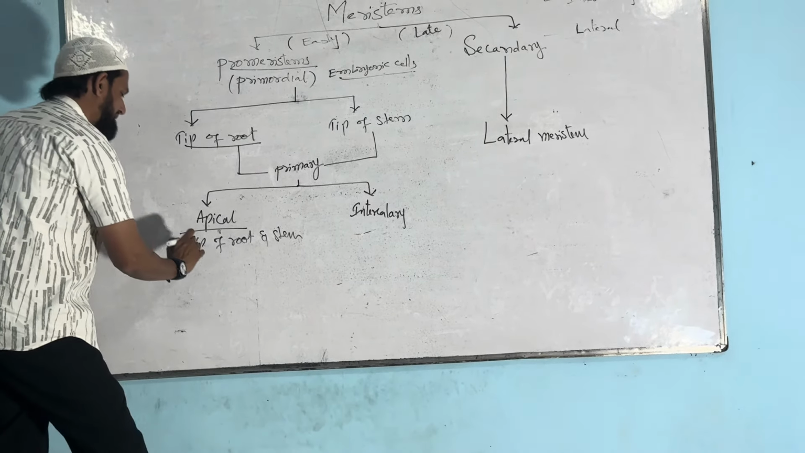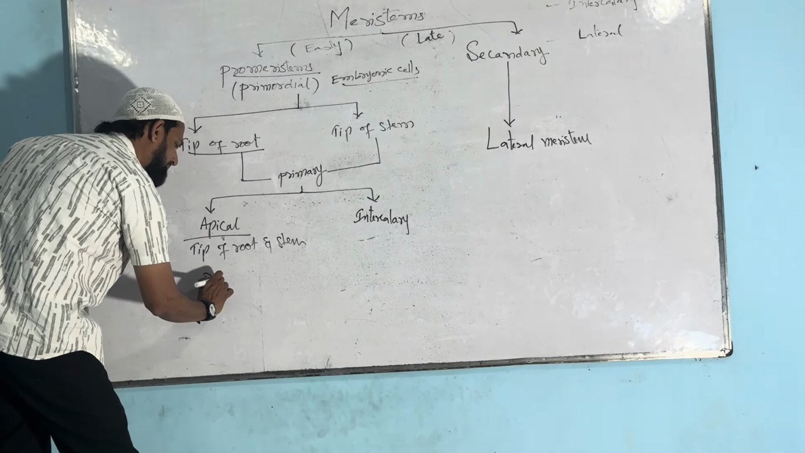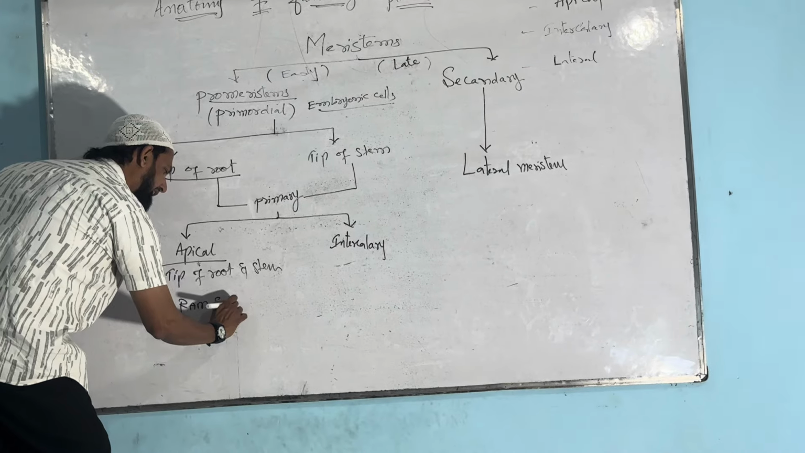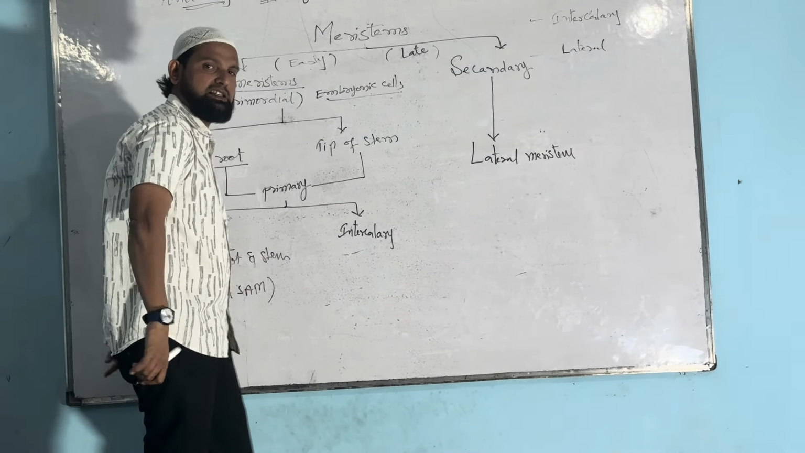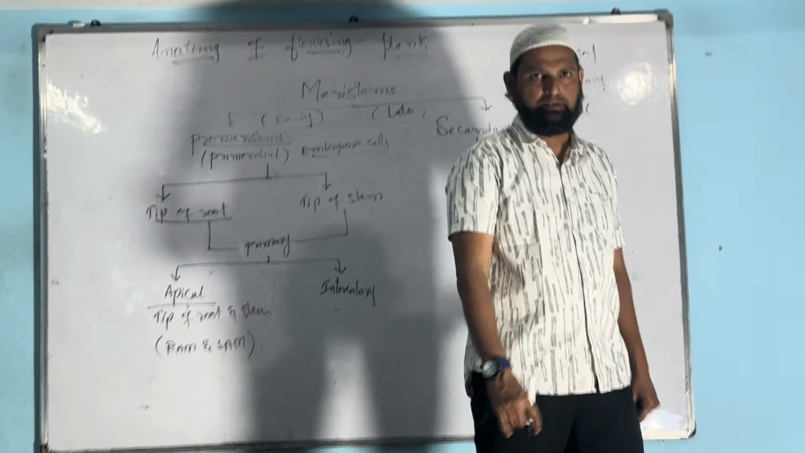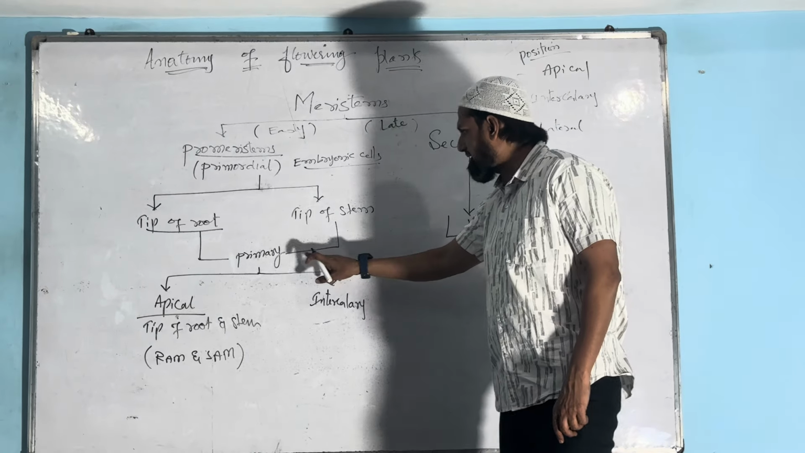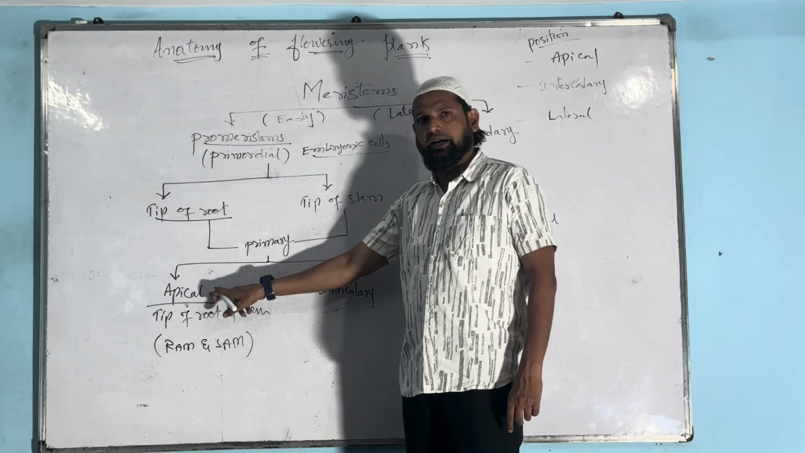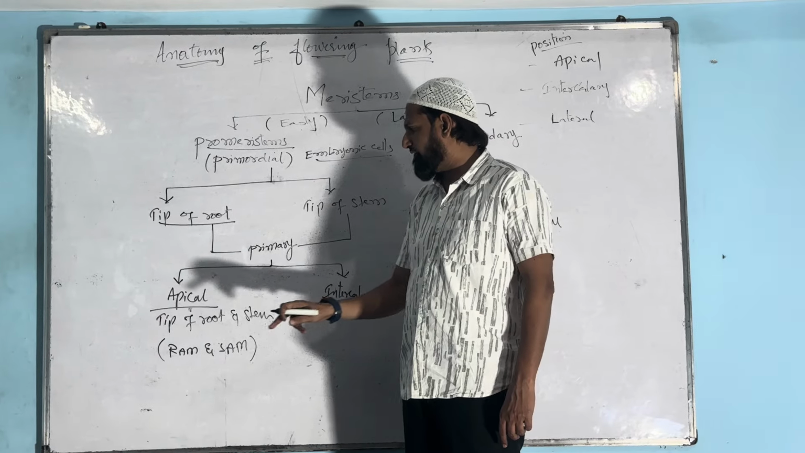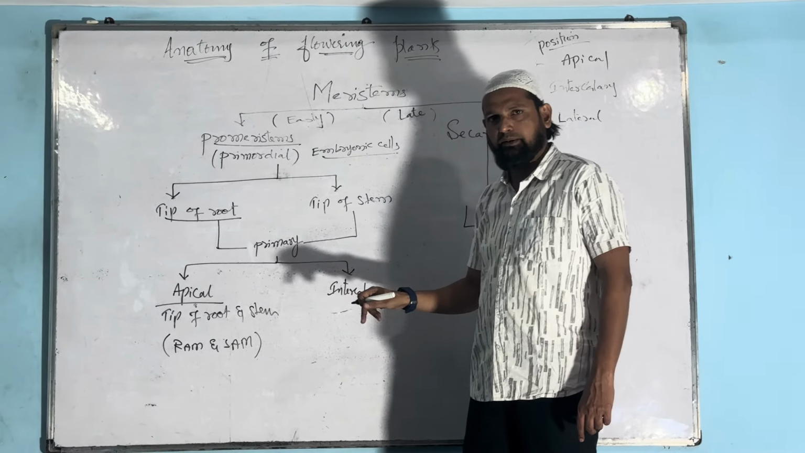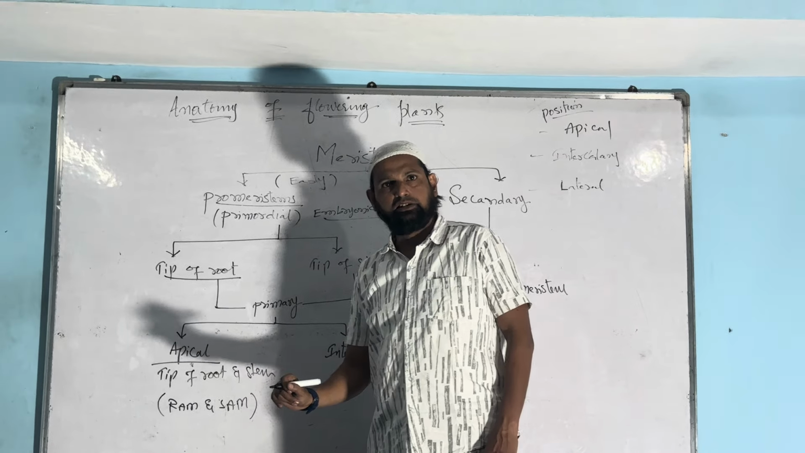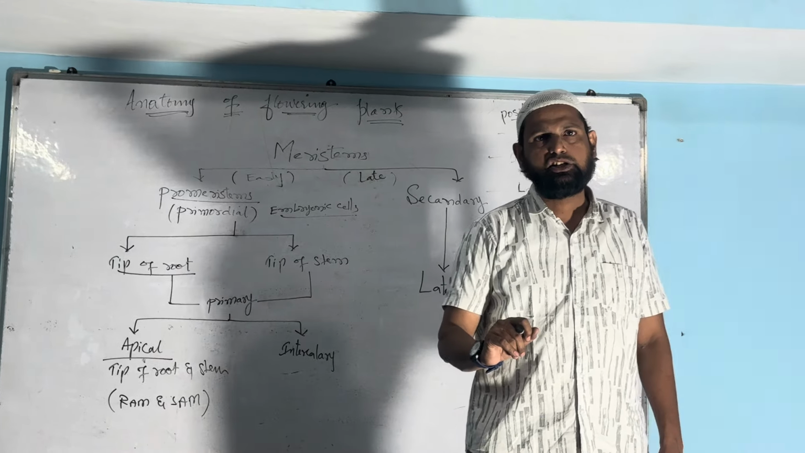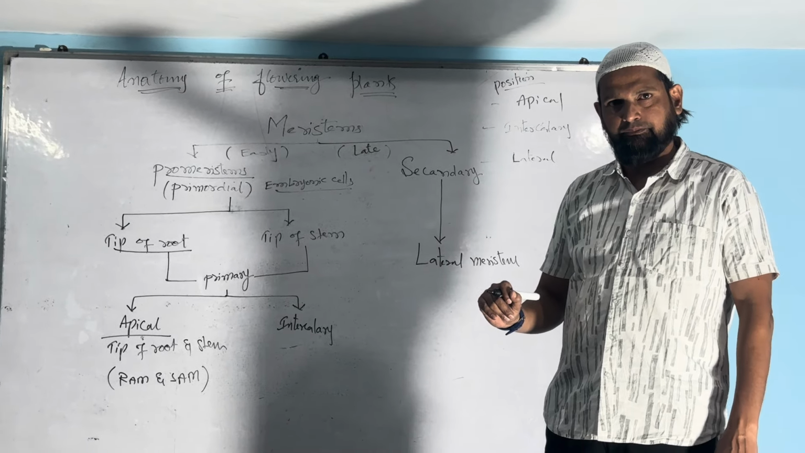They are called RAM and SAM. What? That is root apical meristem and shoot apical meristem. The primary meristem that gives rise to apical meristems, which are present at the tip of root and stem, they are considered as RAM and SAM. That is root apical meristem and shoot apical meristem.